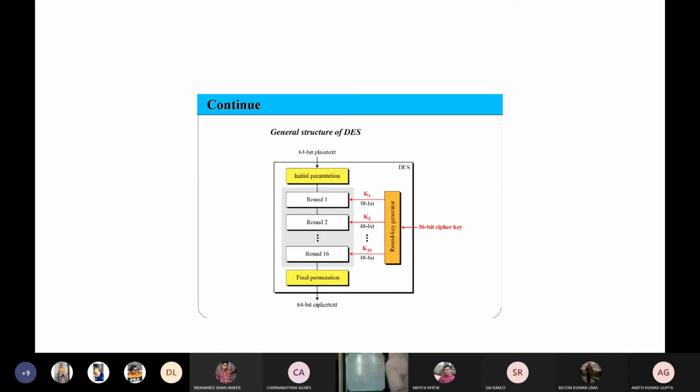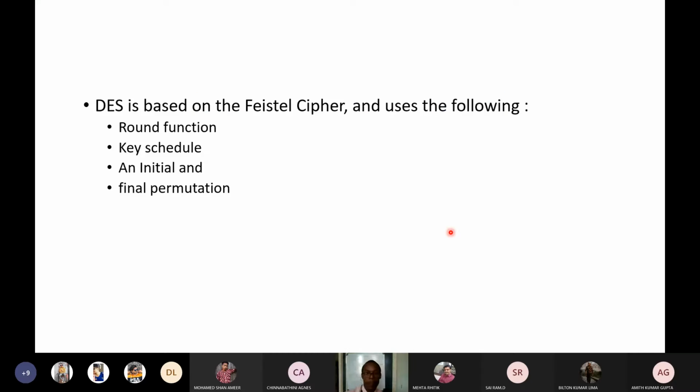The main thing to understand, as you can see in the diagram on your PowerPoint presentation, is the round key generation. The 56-bit cipher key is divided into sub keys of 48, 48, 48 bits. These are the initial key schedule rounds.